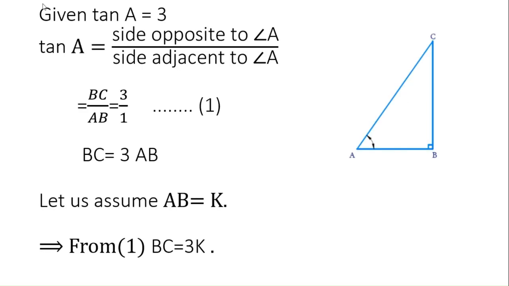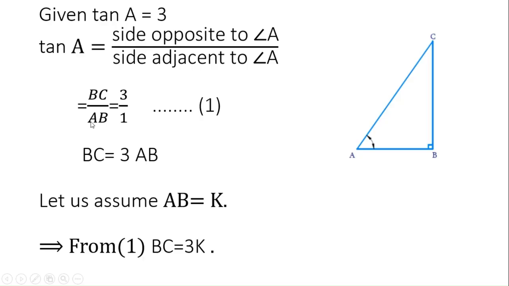In a right angle triangle ABC, the right angle is at B. Okay. And tan A is equal to 3. So tan A means side opposite to angle A by side adjacent to angle A. Okay, this is angle A. So we need to take tan A with respect to angle A only. Okay, so here the side opposite to angle A is nothing but BC, and the side adjacent to angle A is nothing but AB.